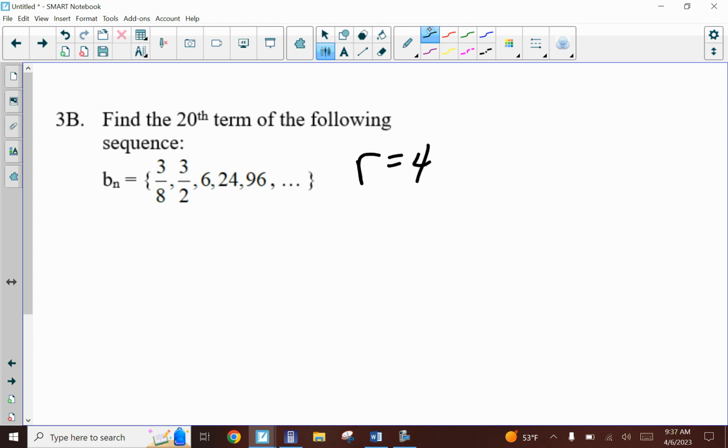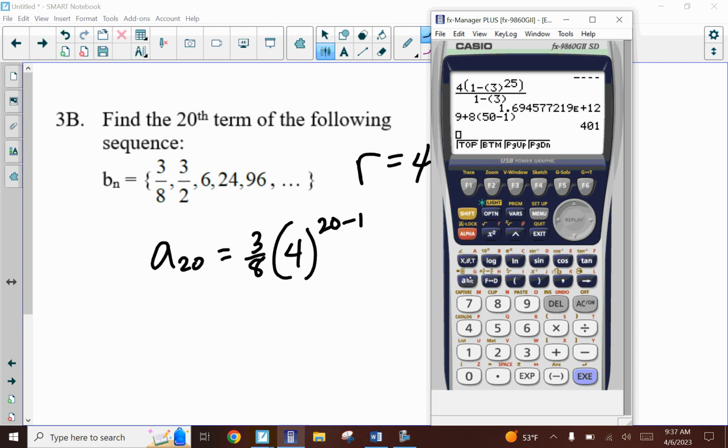If I want the 20th term of a geometric sequence, 20 numbers down following that pattern, we need the first number, which is 3/8, the common ratio, and then the n minus 1 power. So we would put 20 minus 1 up here. In the calculator, we would hit fraction 3/8, and then parentheses 4 to the 20 minus 1.